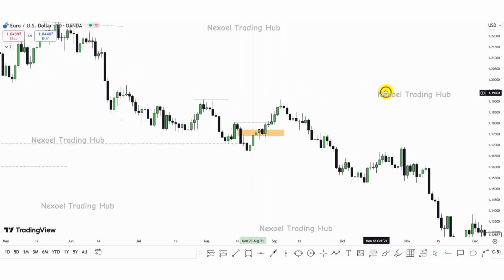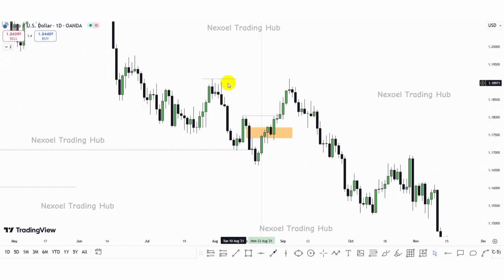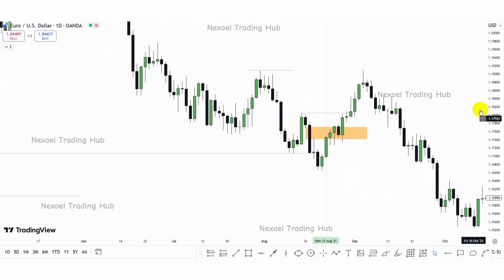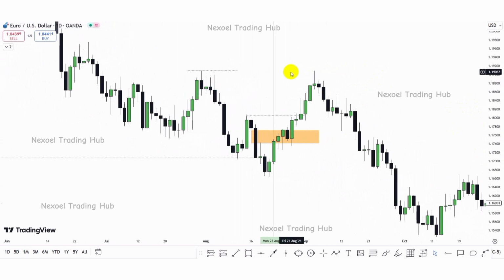I usually wait for the one I think to be the inducement to be taken out. After taking out that inducement, I wait to see if I can get a point of interest at the upper side. What I've learned is you sell at premium and you buy at a discount. So after taking out the inducement, I look out for points of interest, like the fair value gap, order flow, order blocks. I usually check those things.